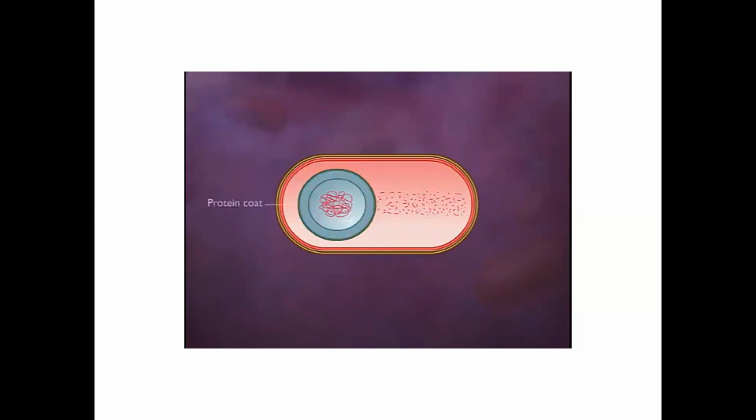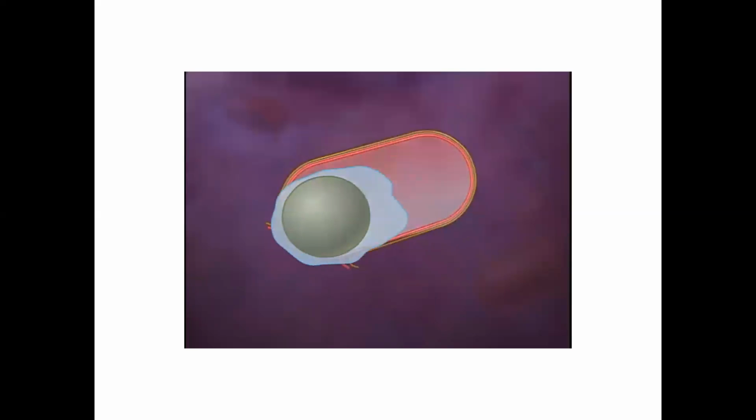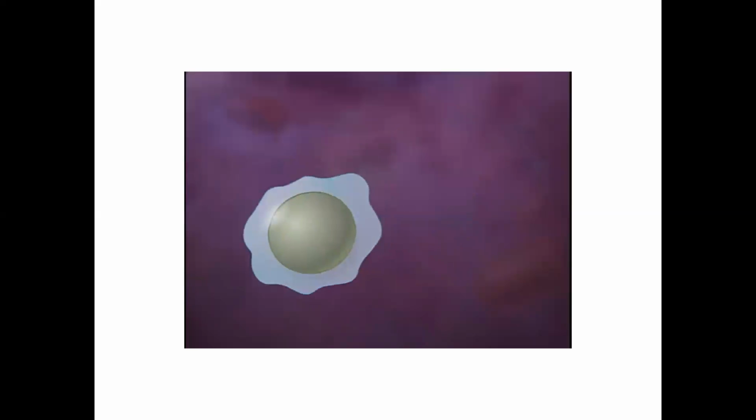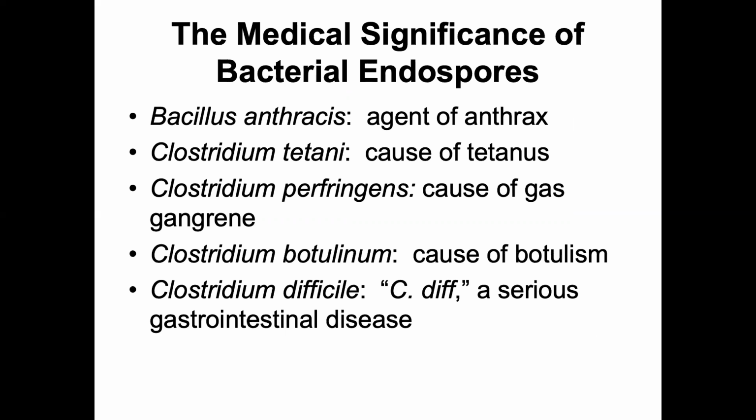A protein coat forms exterior to the cortex, and the spore becomes mature. Some spores form an additional layer called the exosporium. A mature spore is resistant to environmental conditions. Finally, lytic enzymes destroy the mother cell, and the mature spore is released. So this is a tough little form of the bacteria that can resist a lot of harsh treatment, okay?